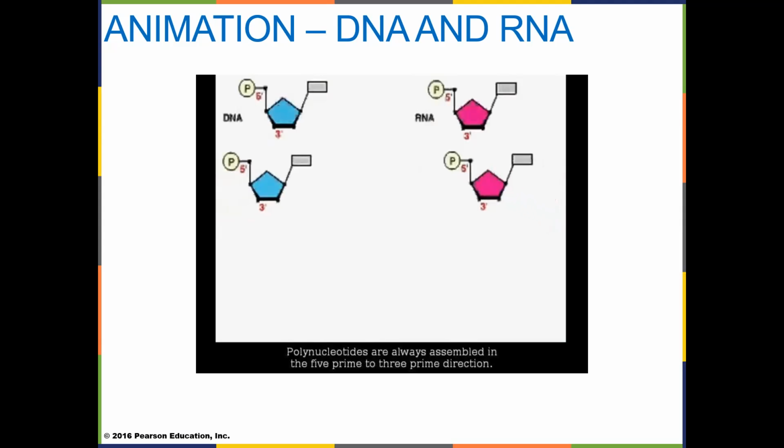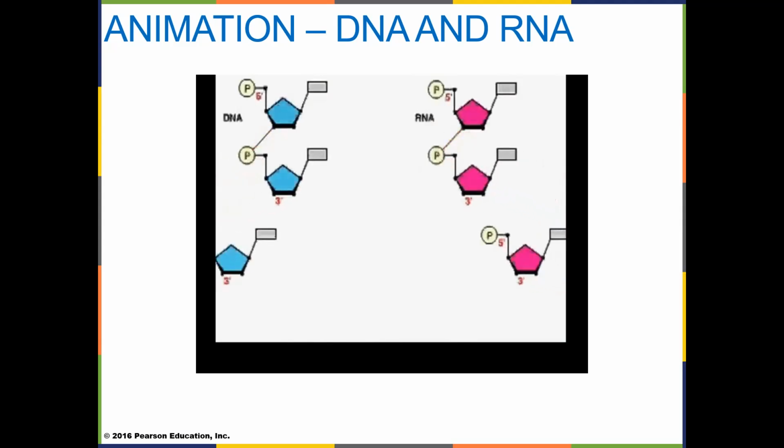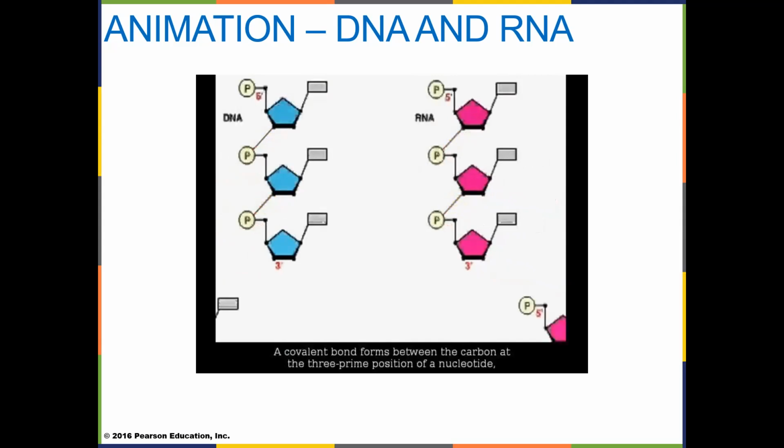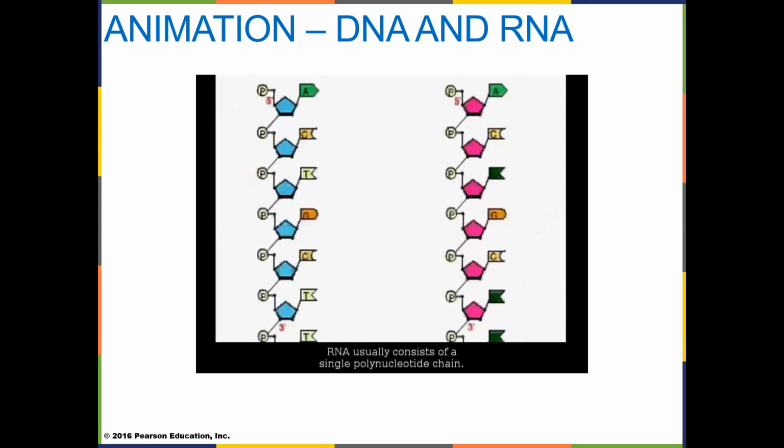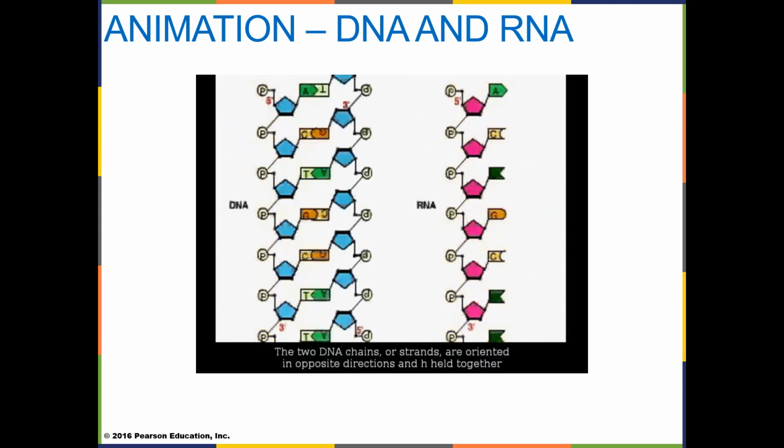DNA and RNA are polynucleotides, long chains of nucleotides. Polynucleotides are always assembled in the 5' to 3' direction. A covalent bond forms between the carbon at the 3' position of the nucleotide and the phosphate group at the 5' position of the next nucleotide. RNA usually consists of a single polynucleotide chain. DNA, on the other hand, consists of 2 polynucleotide chains. The 2 DNA chains, or strands, are oriented in opposite directions and held together by hydrogen bonds between the nitrogenous bases on opposite strands.